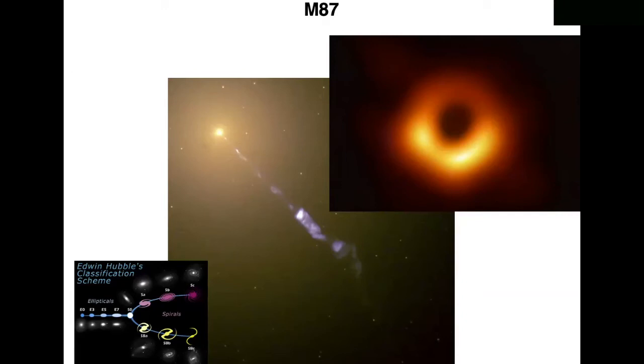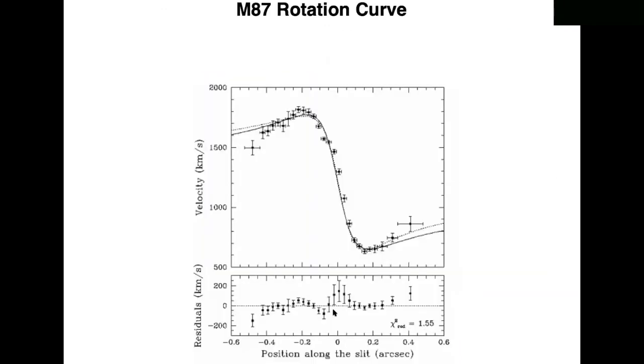So M87 was the first object for which the nuclear gas disk was used to determine the central mass. The first observations with the Hubble Space Telescope could determine the velocities at a distance of about 0.25 arc seconds, so about 20 parsecs away from the center, and found velocities of about 1,000 kilometers per second on either side of the center mass. The velocities were consistent with Keplerian motion about a central mass of 2 billion solar masses.